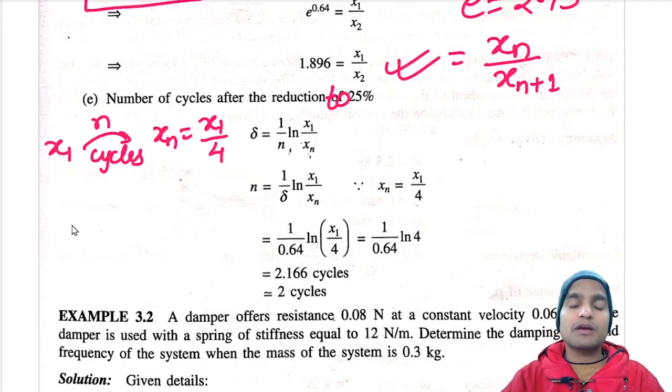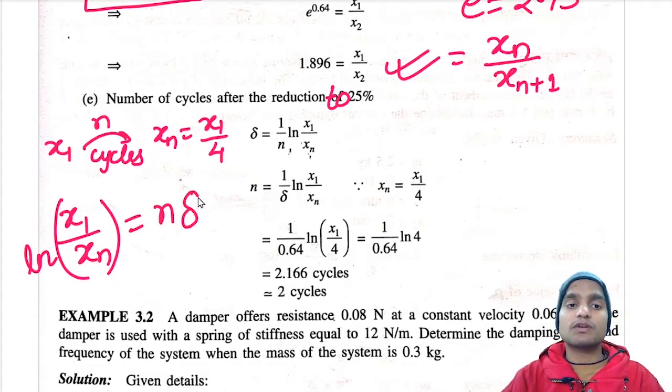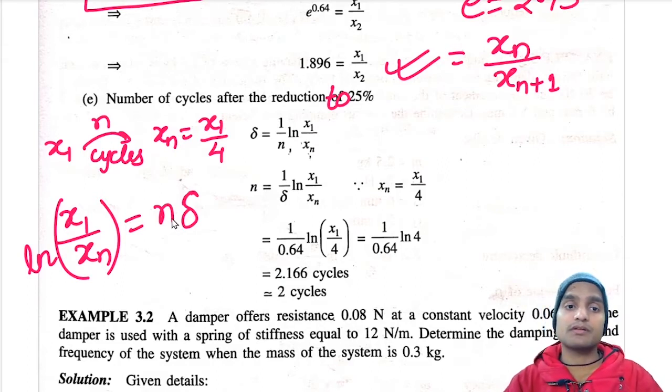So what we have learned is that x1 by xn, if we take the log of this, is equal to n times delta. Very simple formula, because we are not taking the ratio between successive amplitudes, we are taking the ratio between the first amplitude and the nth amplitude. So it is n times the logarithmic decrement that has happened. This is very simple, and we can do this.